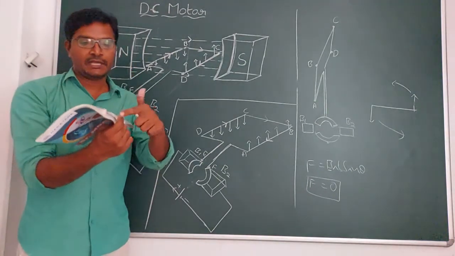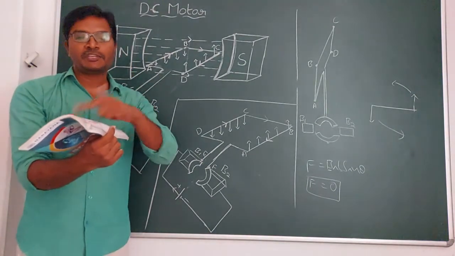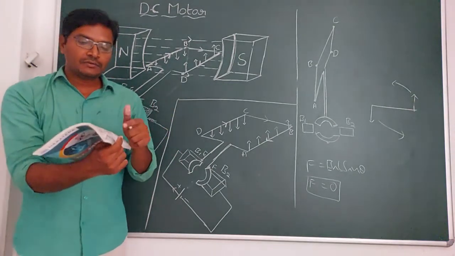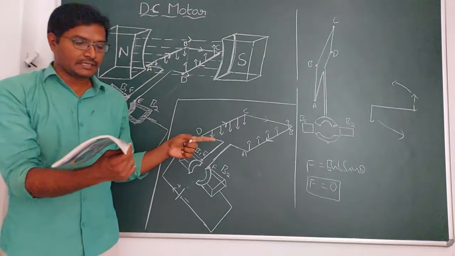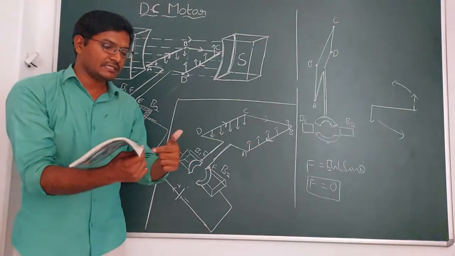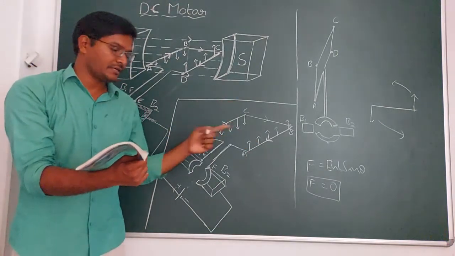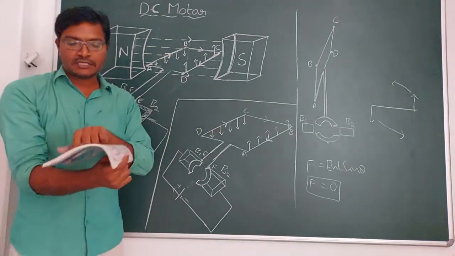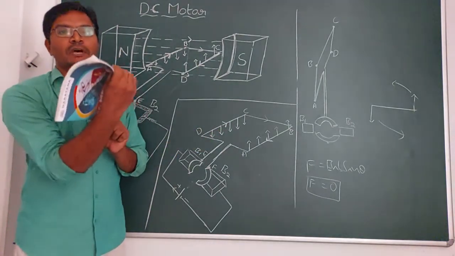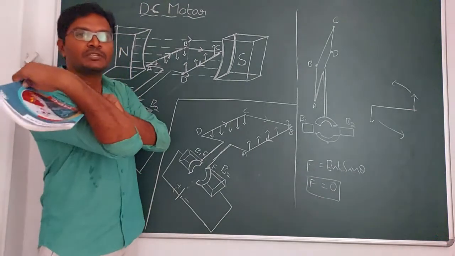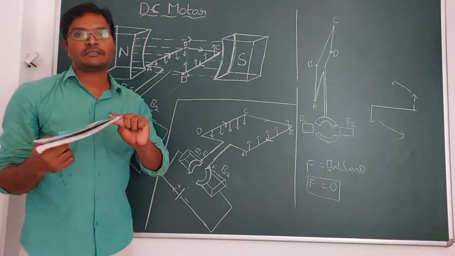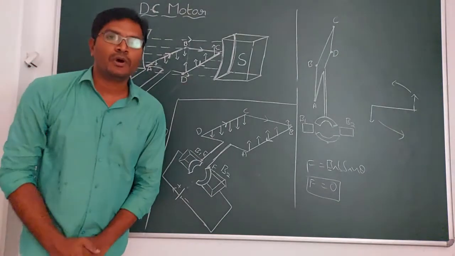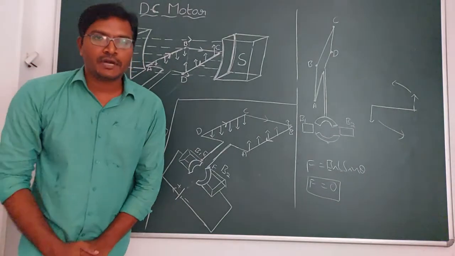Now, here is AB. AB shifted after half rotation, and CD also shifted here. Now the force on AB is in the upper direction, and the force on CD is in the downward direction. Now CD moves in the downward direction, AB moves in the upward direction. Again it comes to the same position after 360 degrees. So this is how an armature coil is going to rotate. So this is the working of DC motor.